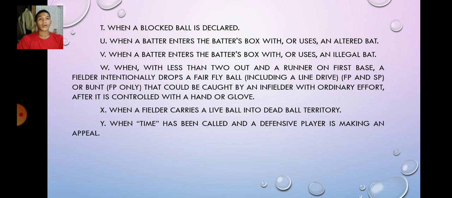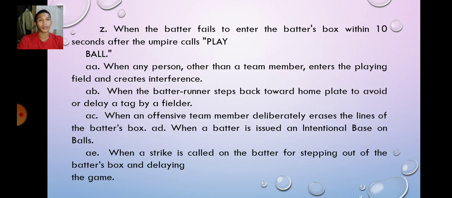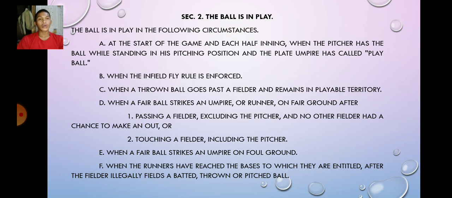T. When a blackout is declared. When a batter enters the batter's box with or uses an altered bat. So Y. When time has been called and a defensive player is making an appeal. C. When the batter fails to enter the batter's box within 10 seconds after the umpire calls play ball. Next. So, yun po yung section 1.